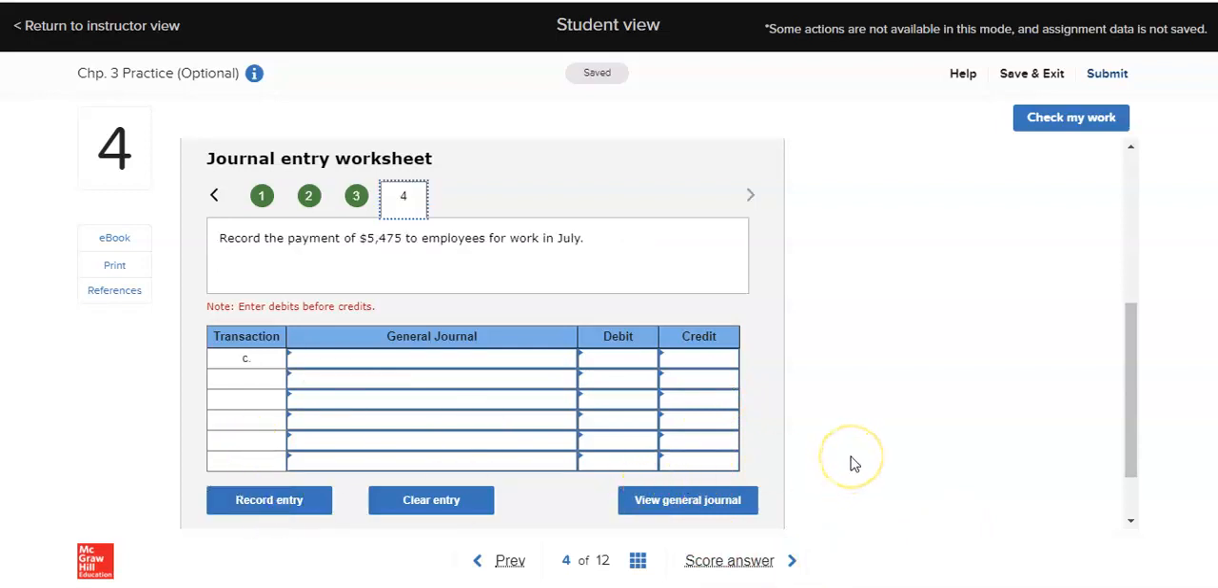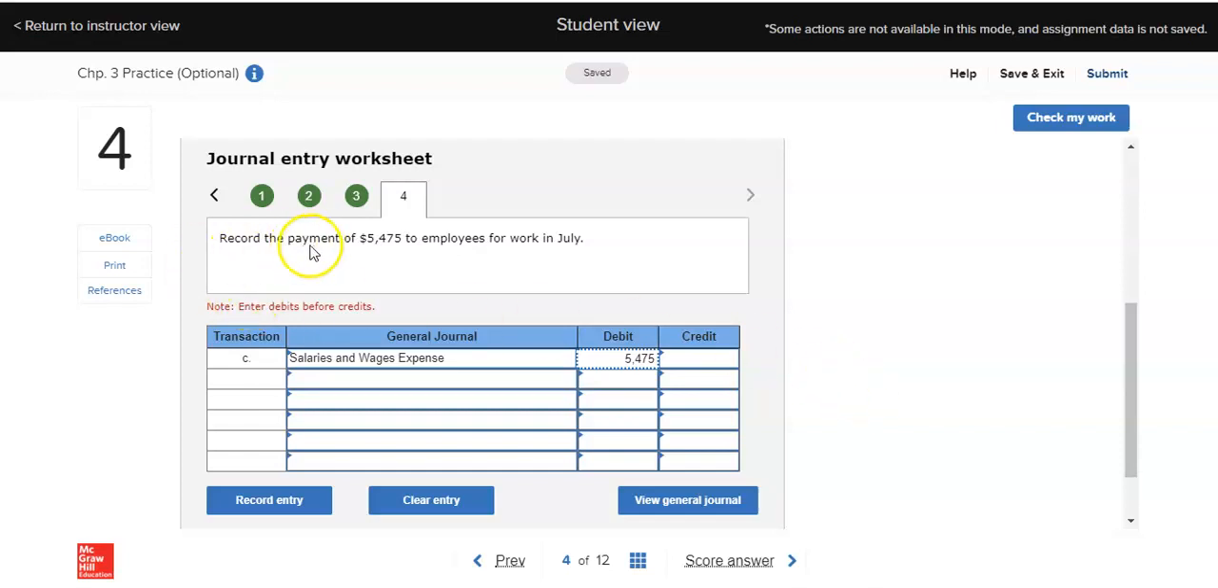And in our last transaction, we're recording the payment of $5,475 to employees for work in July. Our question is, did we receive the benefit of the cost in July? Yes, we did. They worked for us in July, and we were able to earn revenue in July because of it. So let's debit the expense, salaries and wages expense. Again, remember, we debit expenses. They have to follow the rules of stockholders' equity because they are subsets of retained earnings. We credit to increase revenues because they increase earnings. We debit to increase expenses because they decrease earnings.